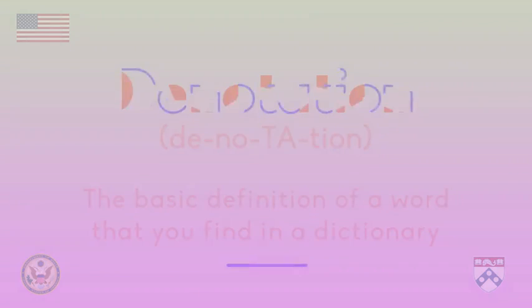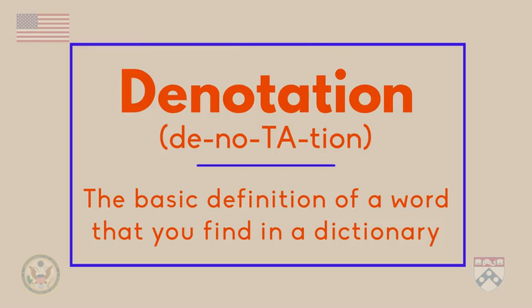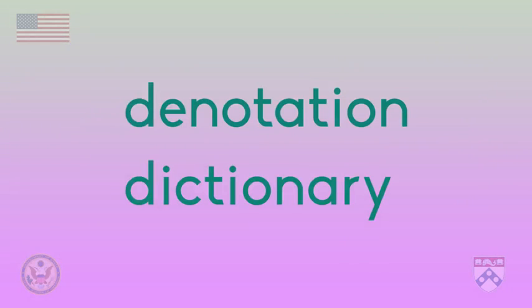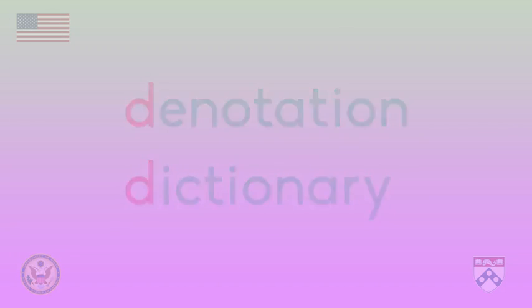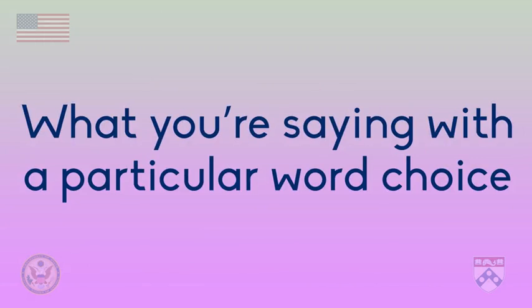Denotation means the basic definition of a word that you'd find in a dictionary. Both denotation and dictionary begin with the letter D, which may help you remember this concept. Think of denotation as what you're saying with a particular word choice.